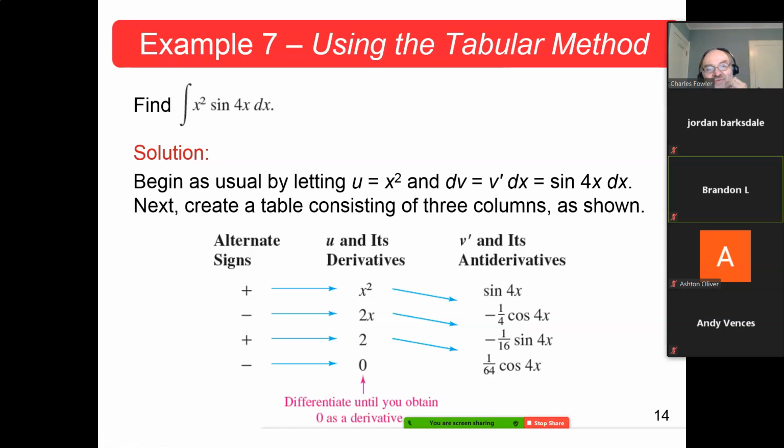Yeah, as long as you did that, that would be fine. Okay, you won't need that many, because when you get to here, you'll stop. Okay, and then you just follow your arrows straight across for this one: positive x squared times a minus 1/4 cosine 4x, minus 2x times a minus this, so that makes it plus 1/8 x sine 4x, and then a plus 2 over 64, which is 1 over 32 cosine 4x, and you stop here when you get to the 0.